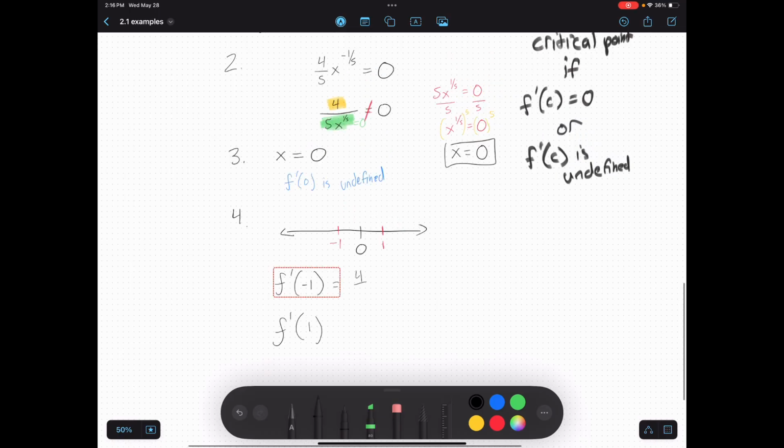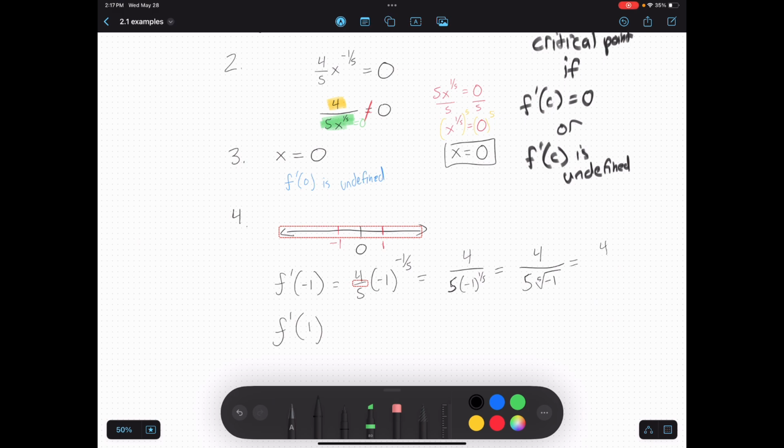F prime was just this 4/5 x to the -1/5, but I'm plugging in -1 now. So I get -1 to the -1/5. I can rewrite this to help make a little more sense of it. 4 over 5 times -1 to the 1/5. What are you doing if you raise something to the 1/5 power? You're really just taking the 5th root. So I'm taking the 5th root of -1. What's the 5th root of -1? It's an odd root, so this isn't undefined. I just get -1 back.